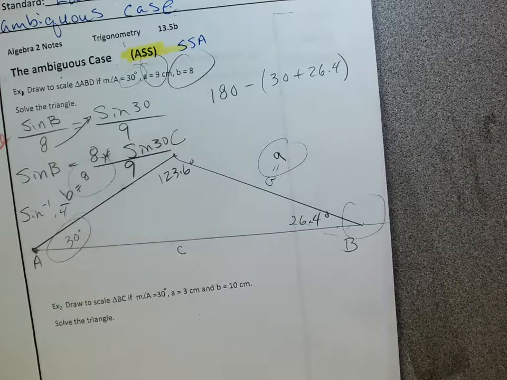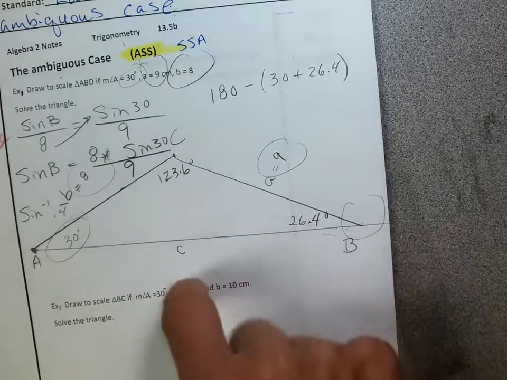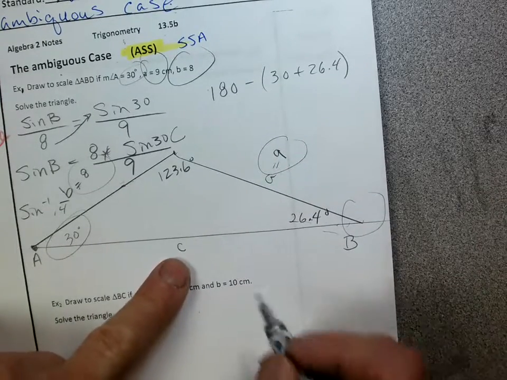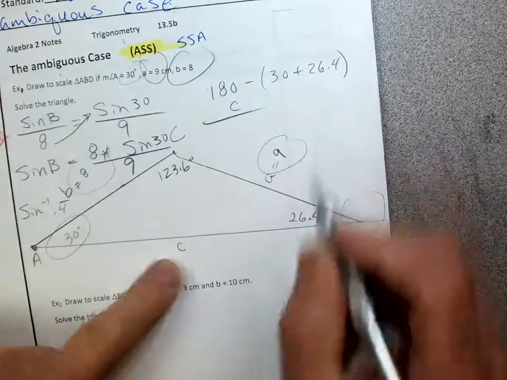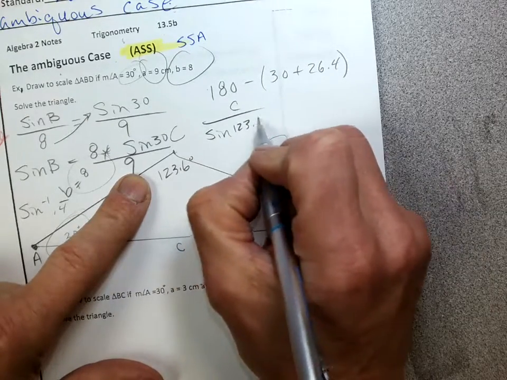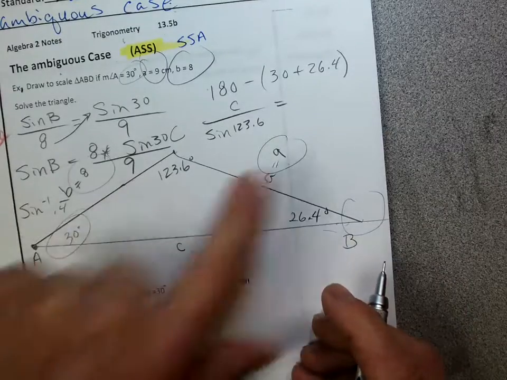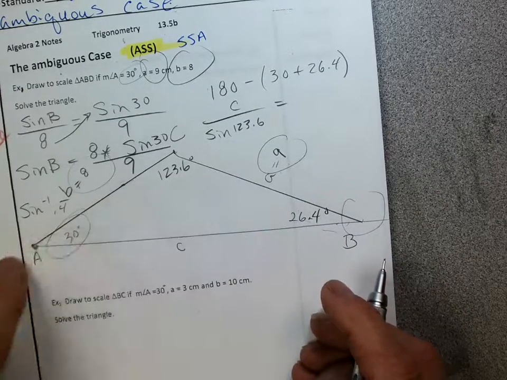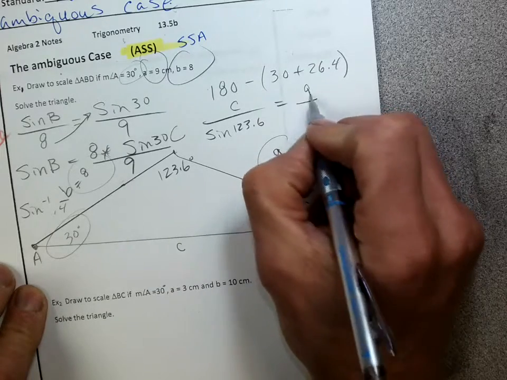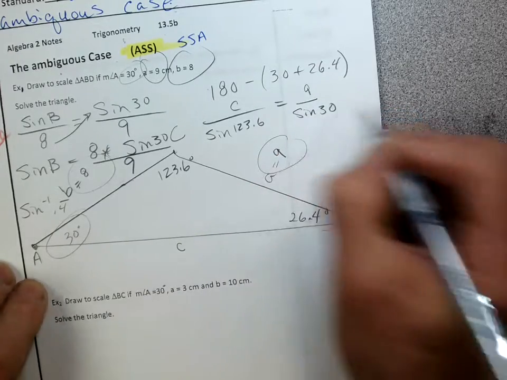I'm only missing one side, and that one side's little c, right? So we'll, again, set up the law of sines, because we've got my opposites. Okay? So I'm going to go ahead and set up for little c, and I'll go little c over the sine of 123.6 equals 9 over the sine of 30, okay?